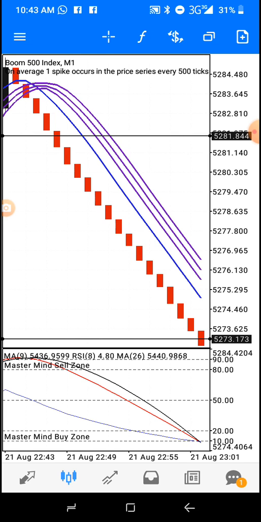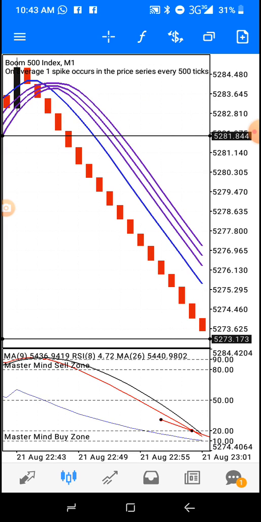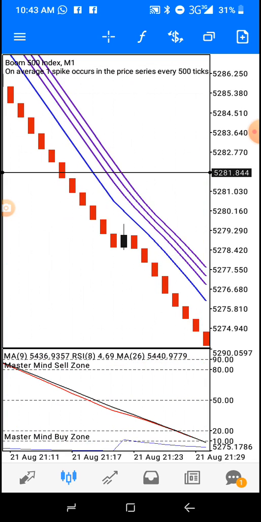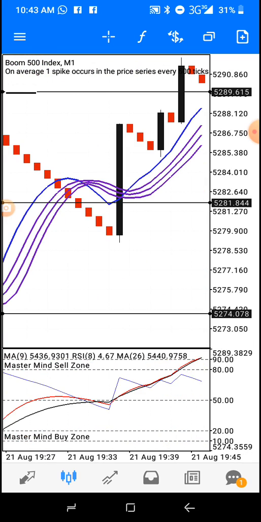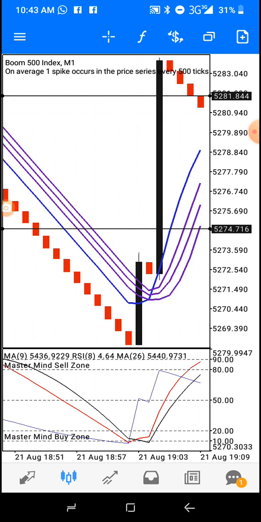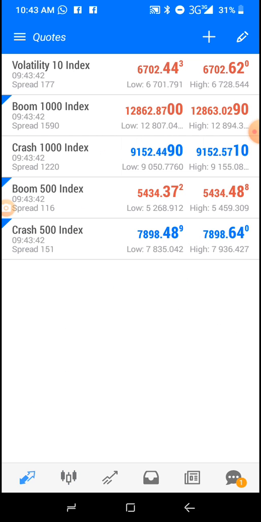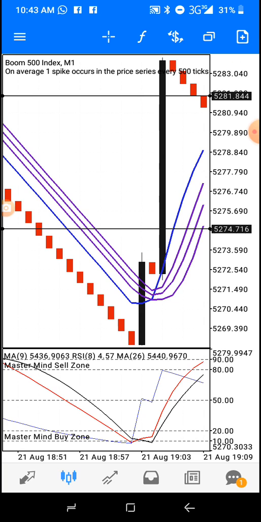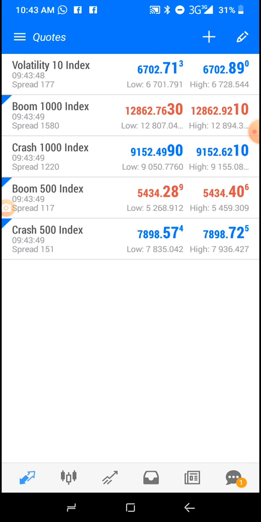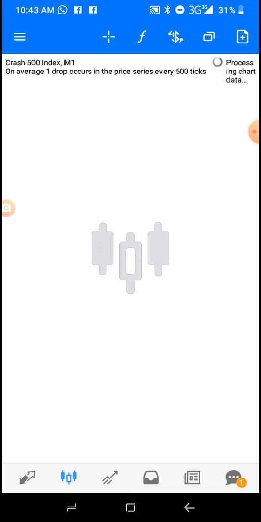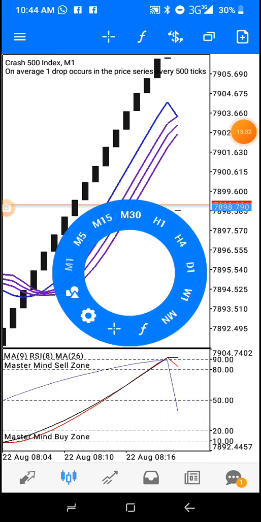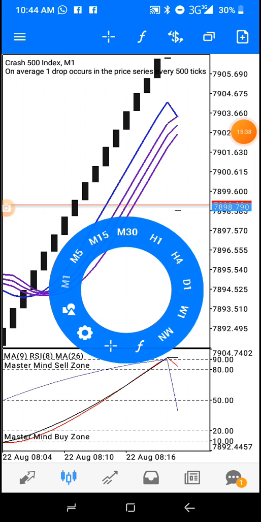So now let's check Crash 1000 or Crash 500. Let's see how we can apply this strategy to Crash. This strategy you can also apply to the Crash index, the opposite way, opposite of Boom. For Crash, you're going to be looking for buying opportunities.